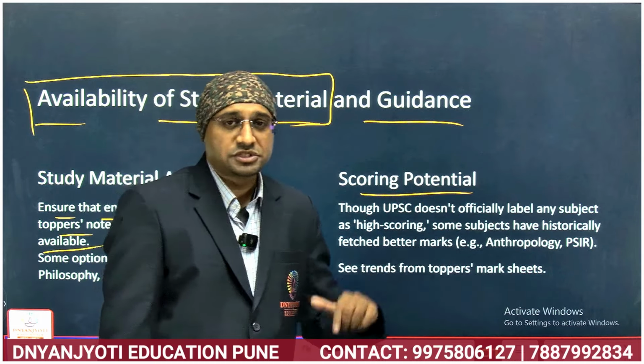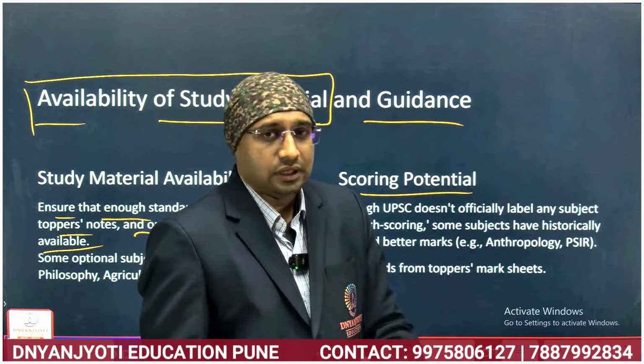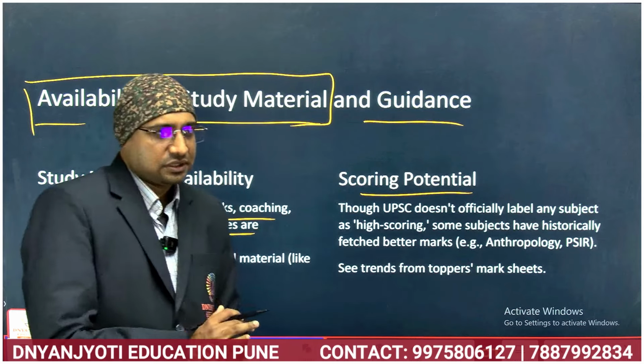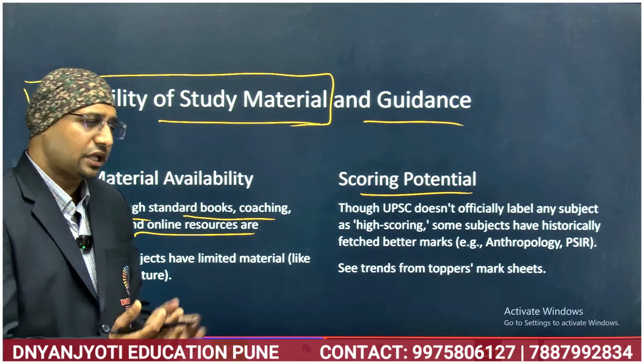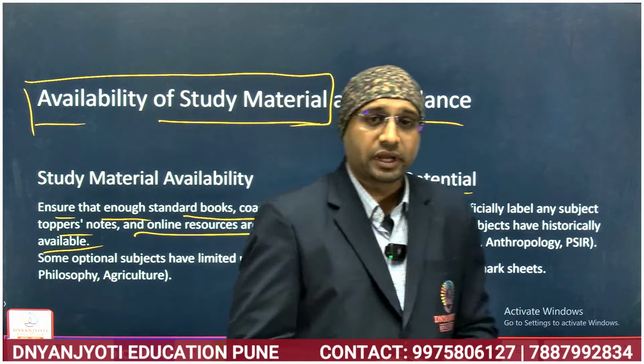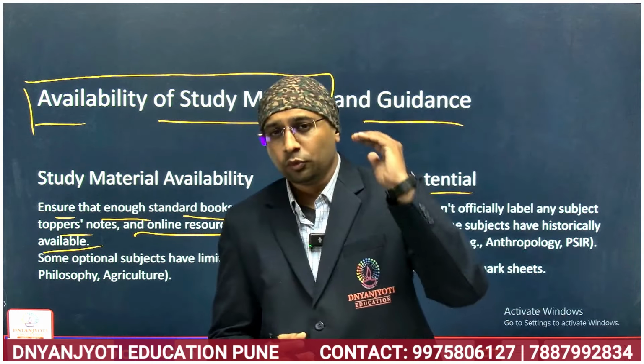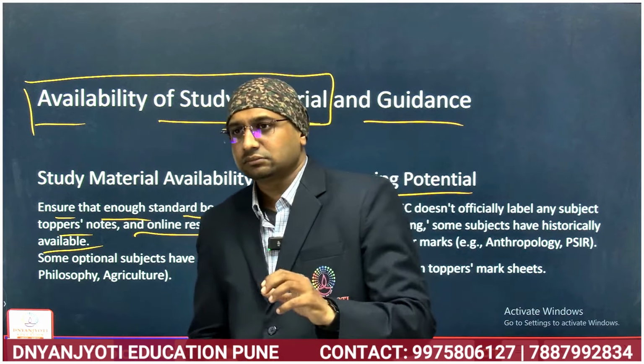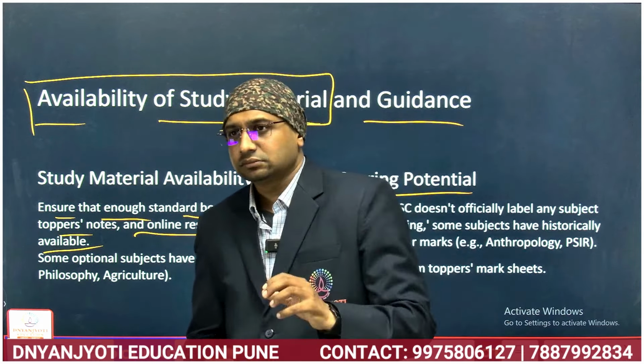repeat themselves in the scoring list. For example, if you check 10 years before, geography and public administration were on the boom. After that, a few years, sociology was giving results. But again, it's a cycle. It will keep repeating itself.